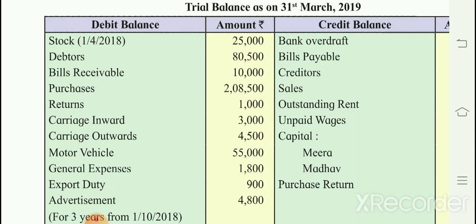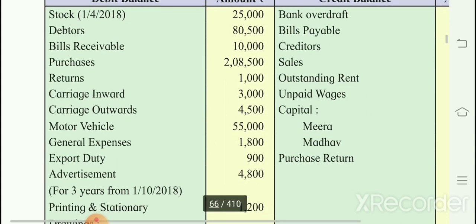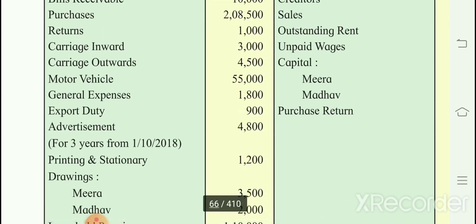Carriage outward. On debit side of profit and loss account, we will record it by rupees 4,500. Next is motor vehicle. It's the asset for the business, hence we will record it on asset side. Next one, general expenses. On debit side of profit and loss account, we will record the item by rupees 1,800. Next is export duty. On debit side of profit and loss account, we will record it.